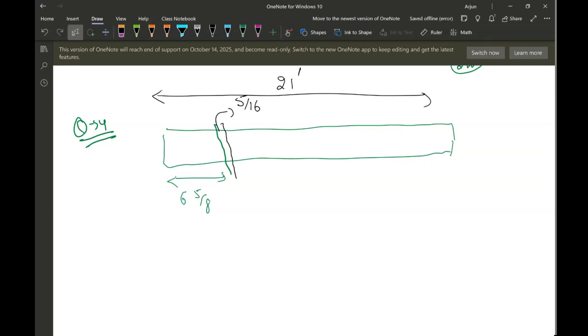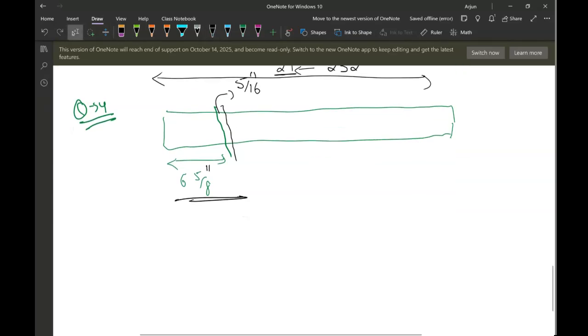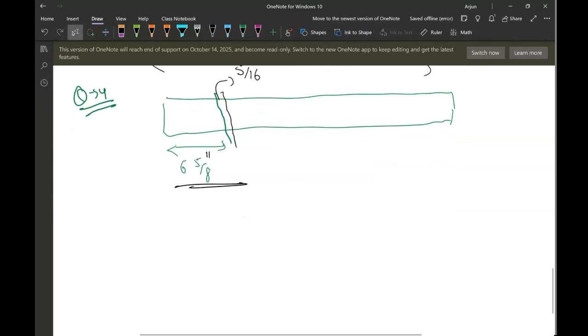How are we going to solve this question? First of all, I will convert this into inches, because this whole dimension given to me is in inches, and I have to convert the feet into inches. So 21 times 12, that comes out to be 252 inches.